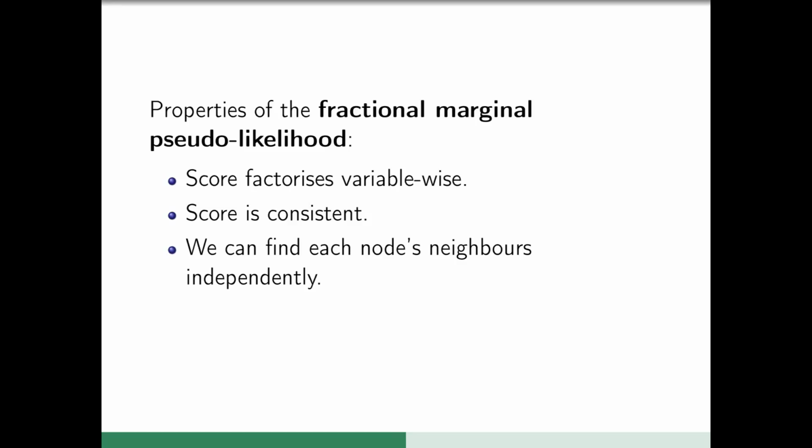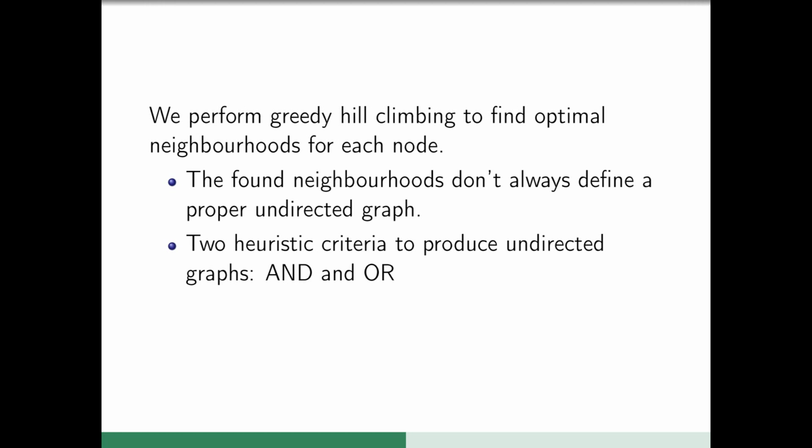Our scoring function has several attractive properties. It factorizes variable-wise and is consistent, so that we can find each node's neighbors independently of each other. In practice, we optimize each node's neighbors using greedy hill climbing. However, since consistency is an asymptotic result, the found neighborhoods are not necessarily consistent with each other.